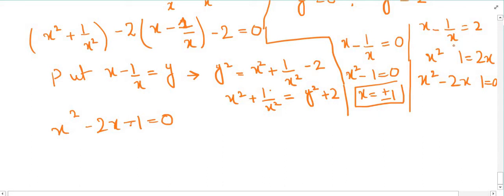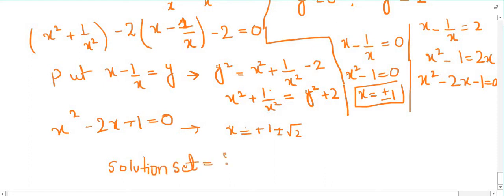x minus 1 over x equals 2, x square minus 1 equals 2x, x square minus 2x minus 1. Now it becomes x square minus 2x minus 1. Apply the quadratic formula on this. You will get x equals 1 plus minus square root 2. Solution set is plus minus 1, 1 plus minus square root 2.